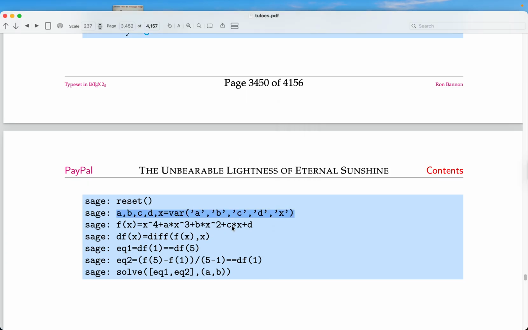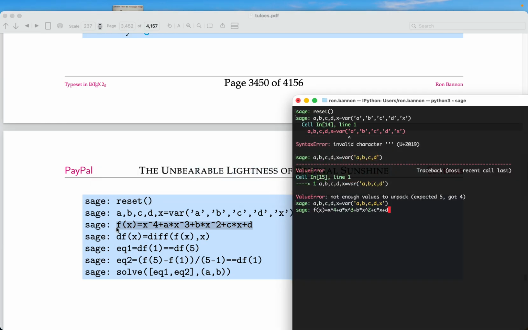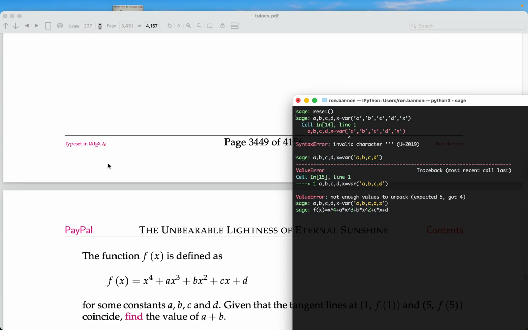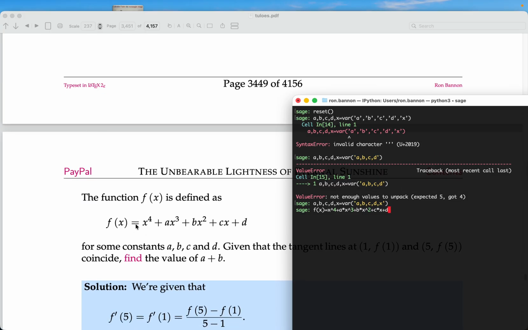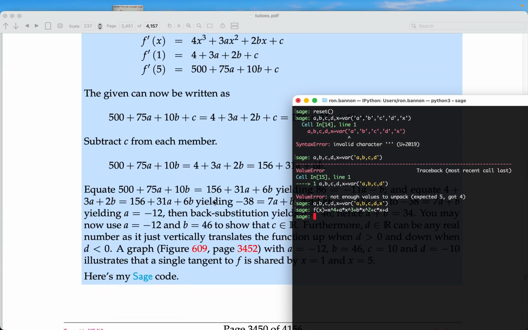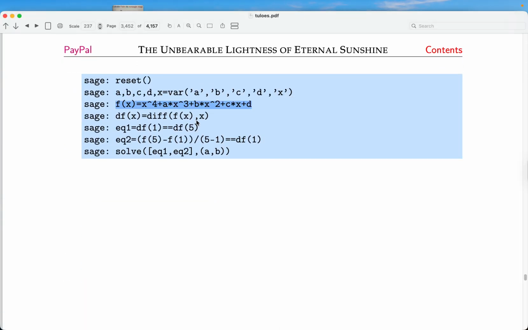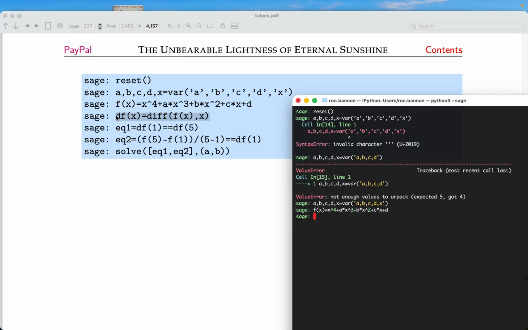Next thing I do is type in the actual function, and let's go over that. Where's that coming from? Right over here. f of x is x to the fourth, plus a times x cubed, plus b times x squared, plus c x plus d. All right, let's keep going. I want to get the derivative of this function, and I'll explain why. df is a new placeholder for another function, which I'm going to say is the derivative of f with respect to x, and I've got that written over here.